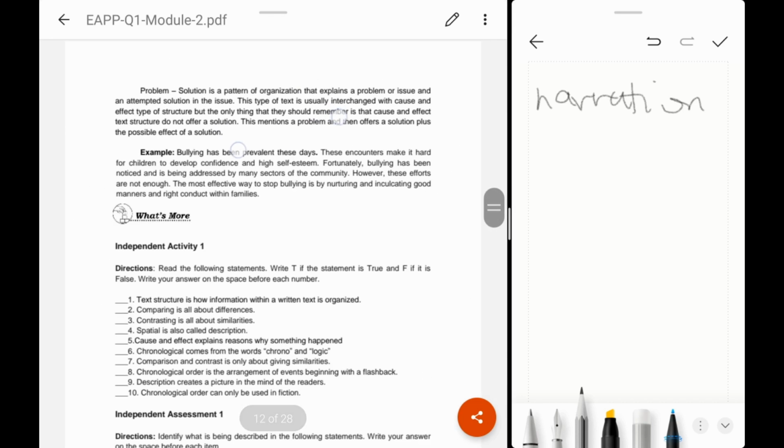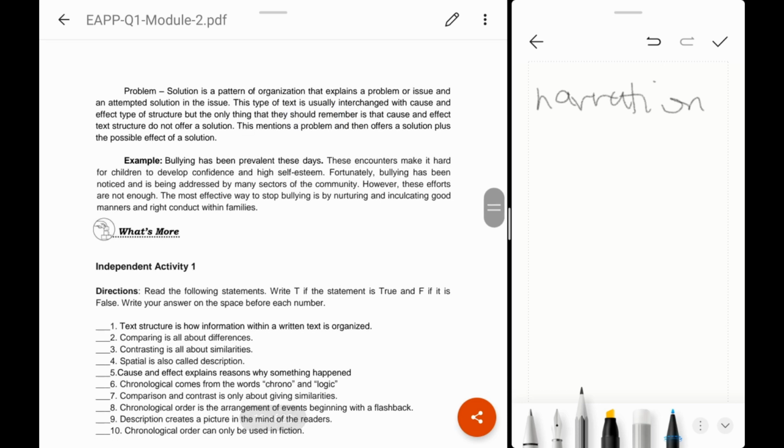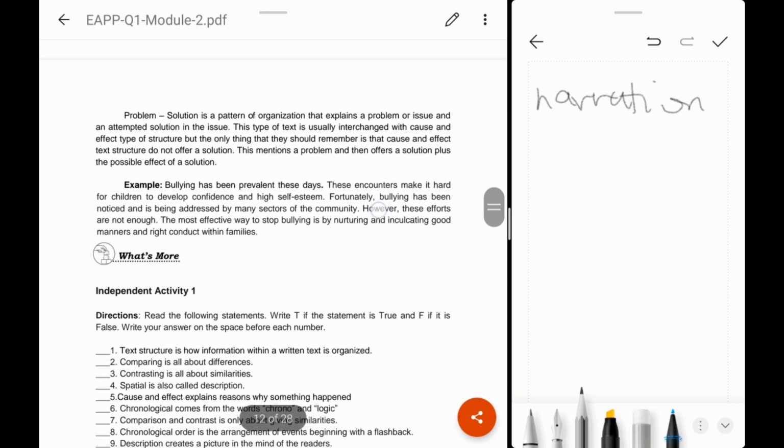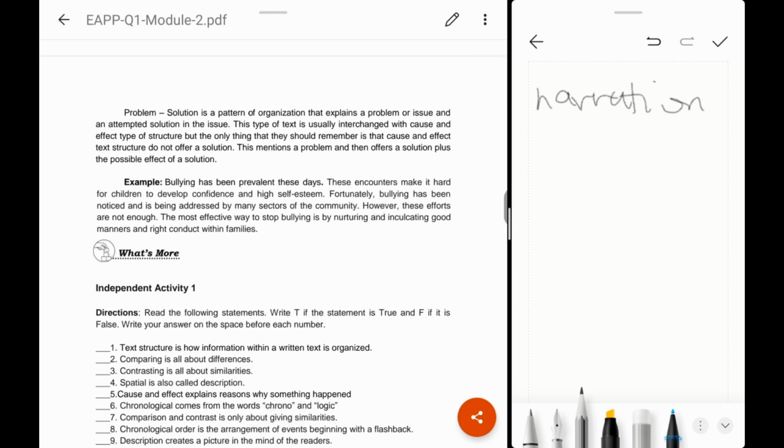Basically, guys, this first paragraph means that many people are confused with problem solution and cause and effect because they are related as well. If narration and description are related, then problem solution and cause and effect are also related. Cause and effect talks about causes, mga dahilan, reasons, and then the effects, resulta, outcome. Okay? But they don't offer solutions. They just show you the reasons why things happen and what are the effects of those things that are happening.